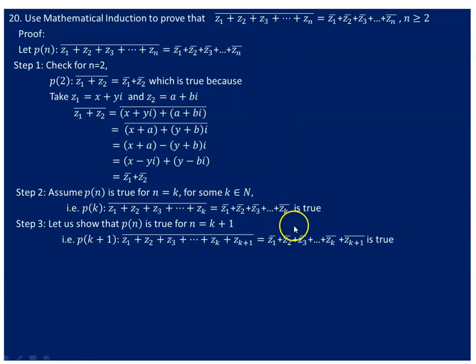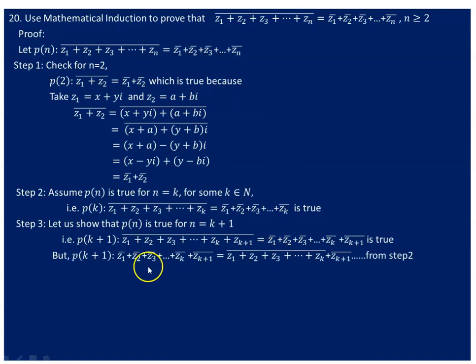So what follows next is, let's prove this one. But p of k plus 1 is the same as this one. Look, what I did is I just have taken the right expression. I'm now on the way to show you that this is going to be equivalent to the left one, this one. So this is equivalent to this one from step 2. You see, students, from step 2, we can say that this is true.